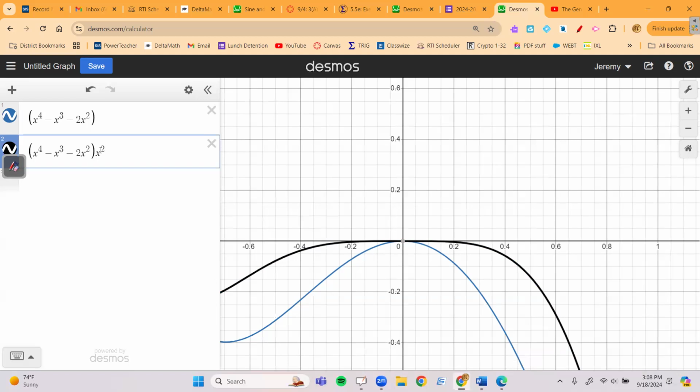Just try to describe it to me. What happens? What's the difference between the blue graph and the black graph?